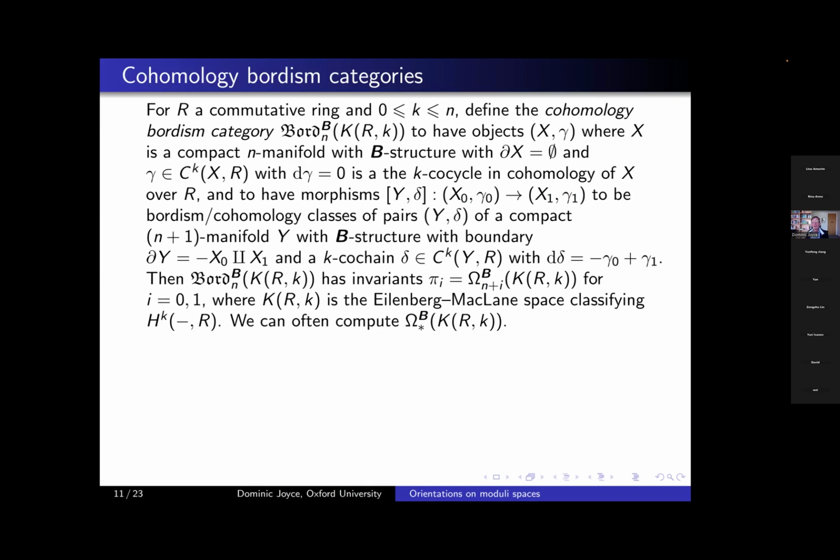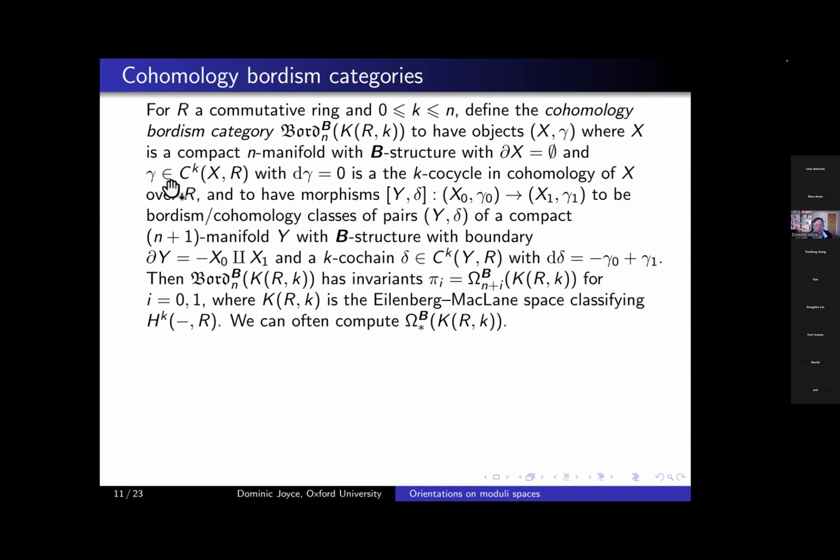Okay. In fact, there are a whole bunch of different classes of bordism categories that we talk about in our paper, not just the gauge theory ones. One is cohomology bordism categories. So if R is a commutative ring and k is between 0 and n, we can define the cohomology bordism category Bord_n^B(K(R,k)), which has objects (X, gamma), where X is a compact n-manifold with B-structure and empty boundary, and gamma is a k-cochain with d gamma equal to 0.